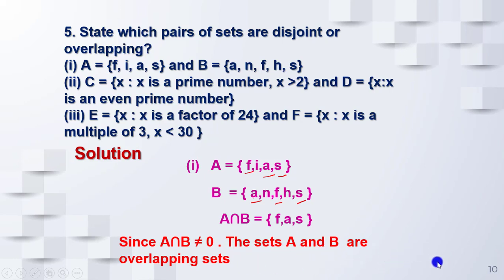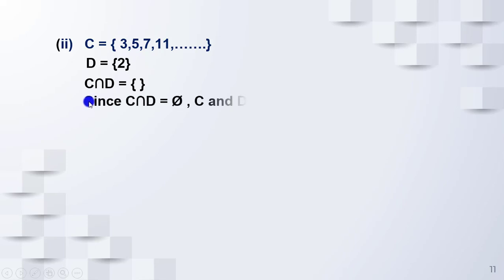Now let us see the next subdivision. Here the set C contains 3, 5, 7 and 11. Set D contains only one element, 2. Now let us see the solution. There is no element common between the two sets. So C intersection D is an empty set. So C and D are disjoint sets.